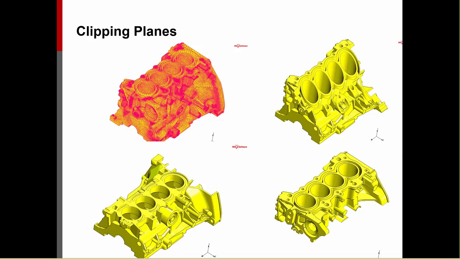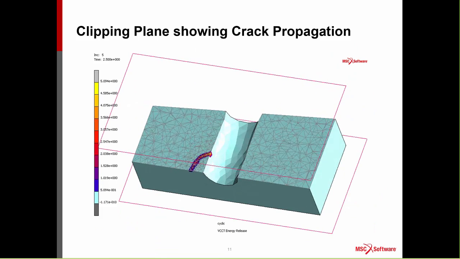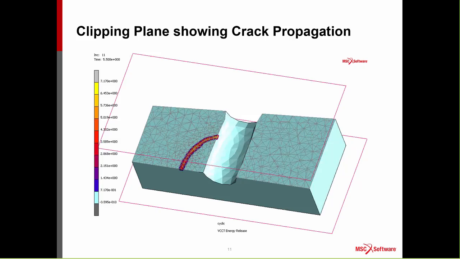But of course, it works in pre-processing as well. This was about a 1 million element engine block, and we could have created a plane and said clip all the elements above the plane and get the bottom of the block, or we could have said clip everything below the plane and get the top, or of course we could do it at any arbitrary angle. And there are really very interesting things you can do with this.